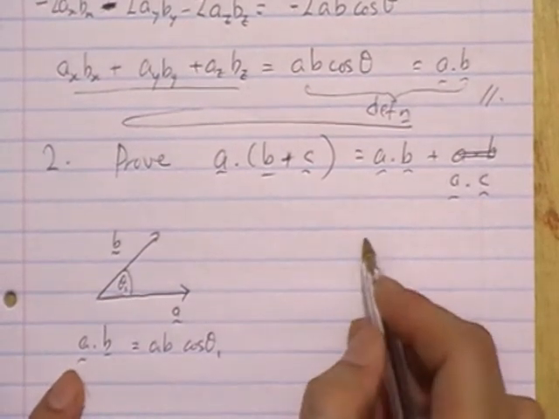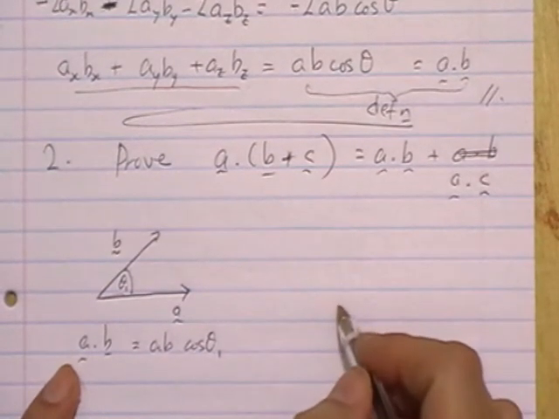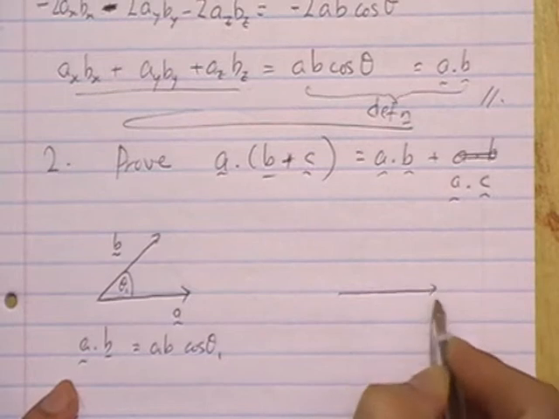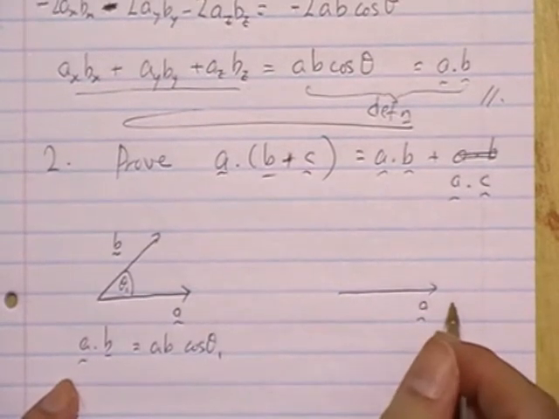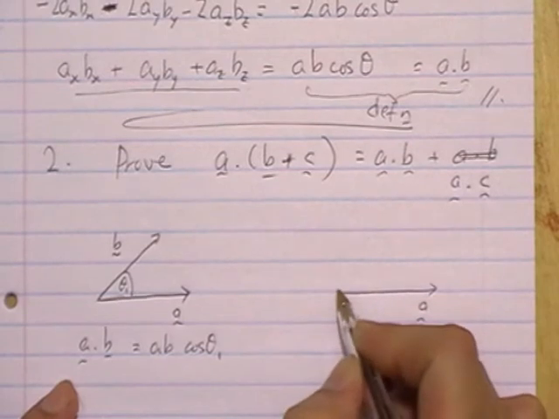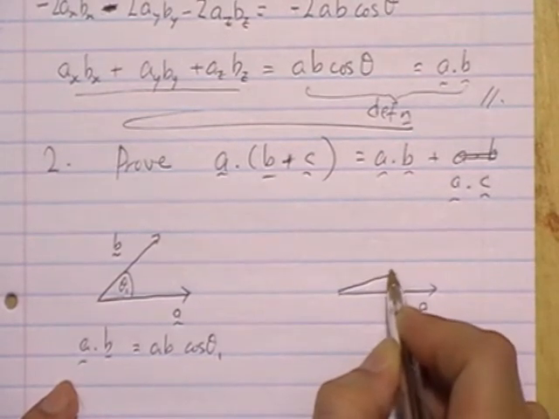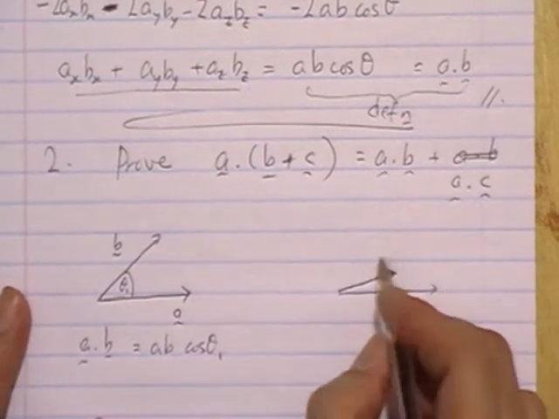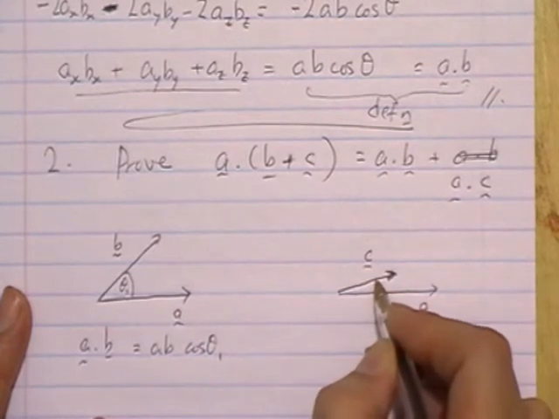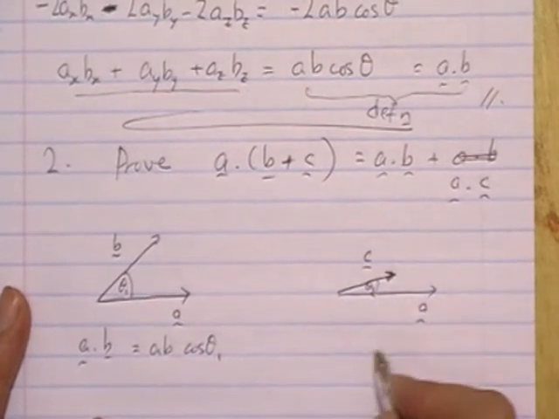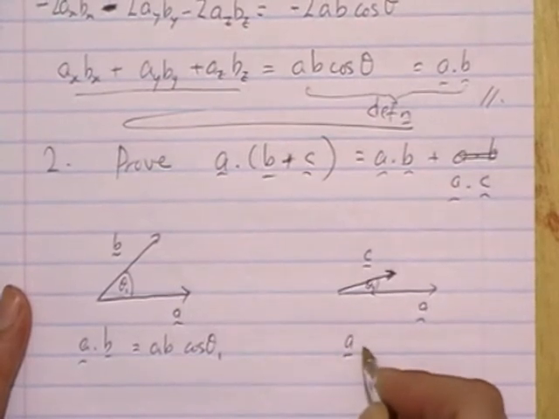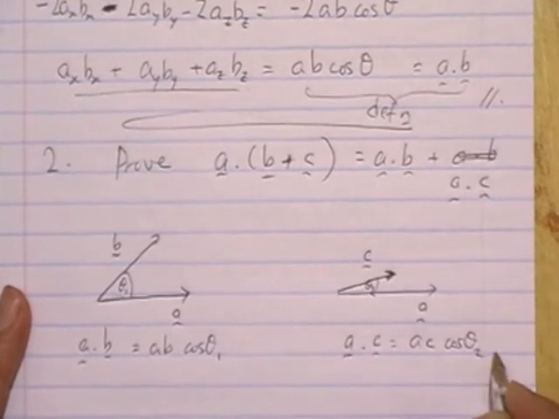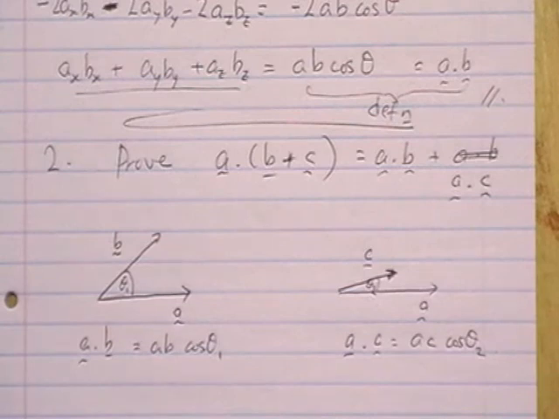Now, the vector C. Let's say that's A, and suppose the vector C looks like this. It can have a different length and angle from B. Let's say that's theta 2. So A dot C is equal to AC cosine theta 2.